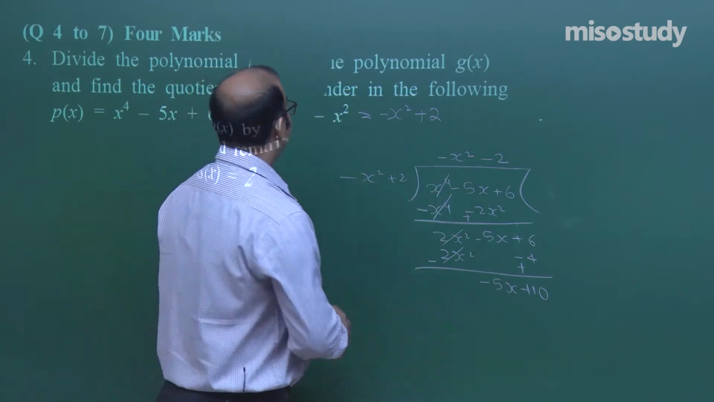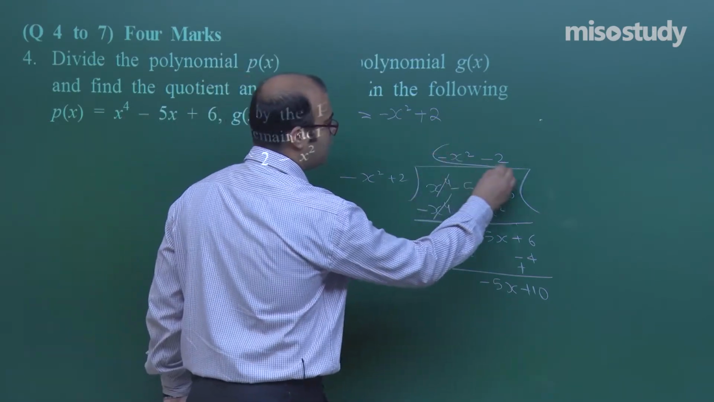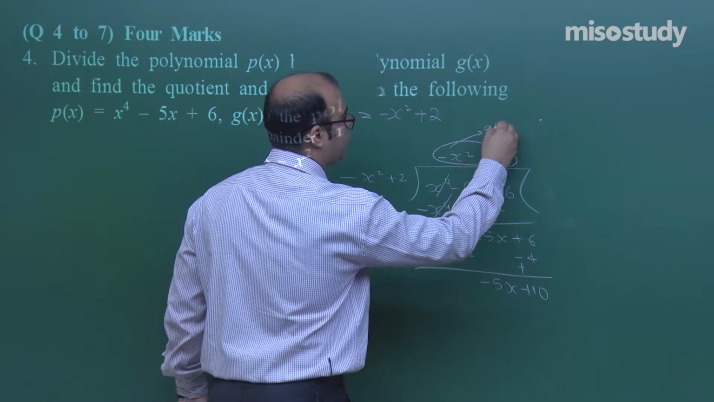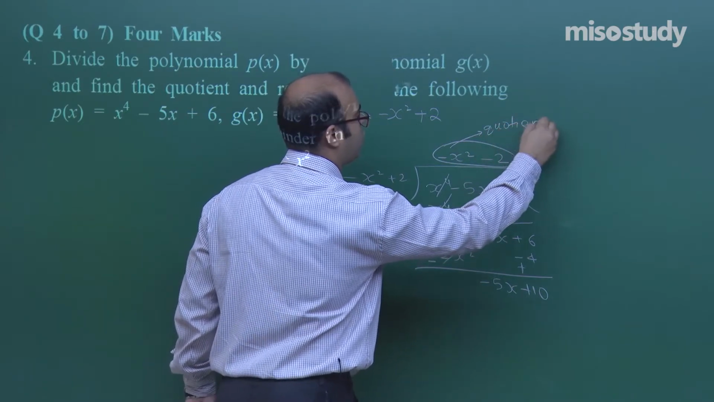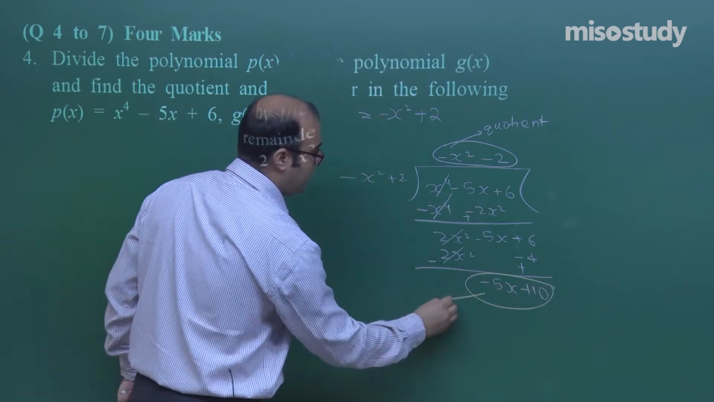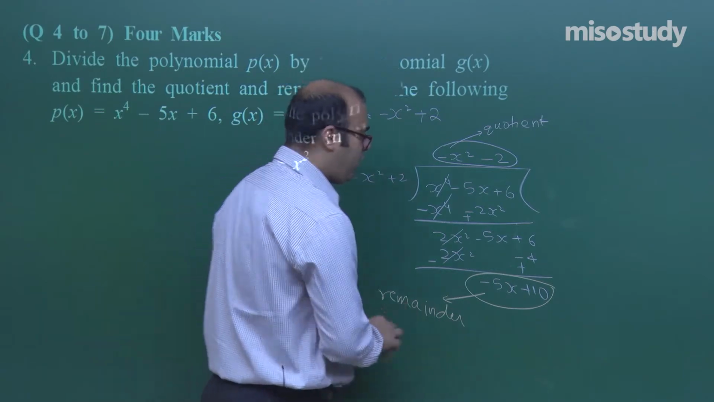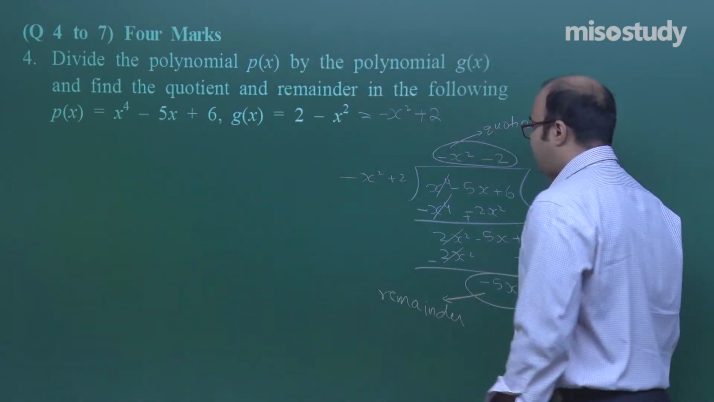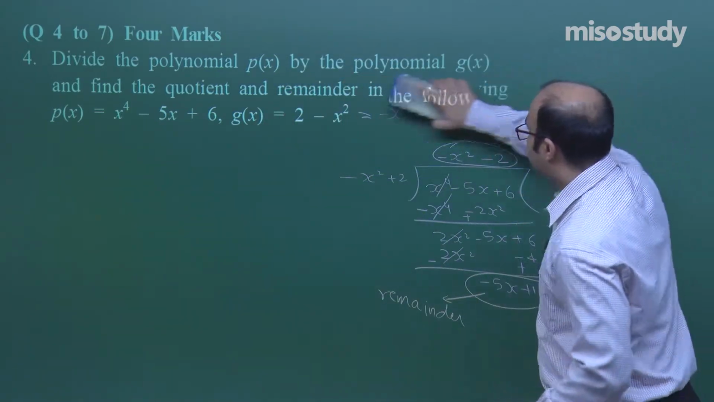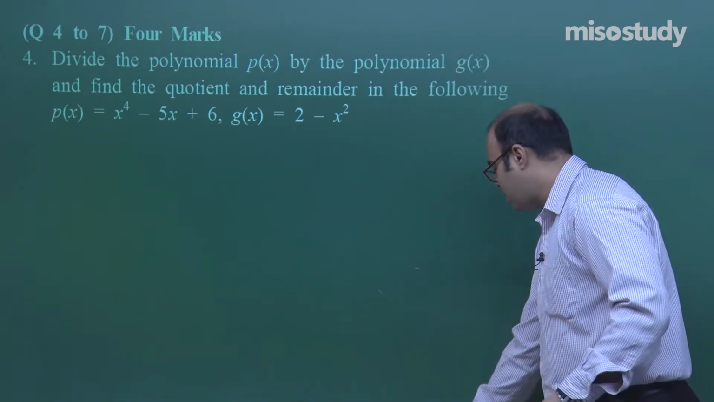So if it is asked that find the quotient and remainder in the following, so we will say that minus x square minus 2 is the quotient, and what is the remainder we have? Minus 5x plus 10 is the remainder when we do the polynomial division of the given dividend by the given divisor. Okay students. So let us move on to the next question, which is the 5th question, and it is also of 4 marks.